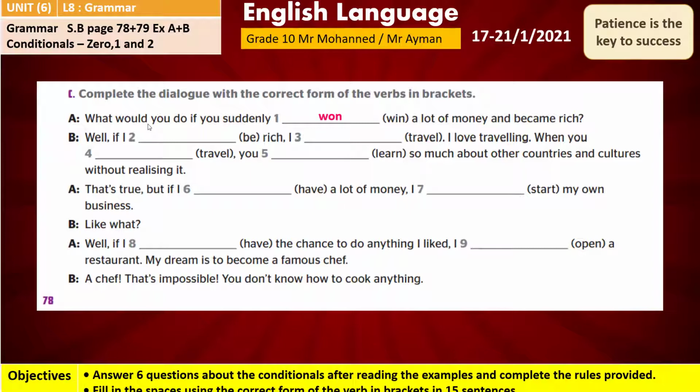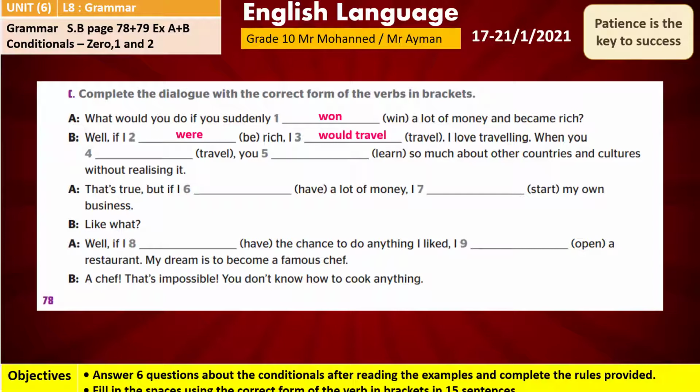Well, if I were rich, I would travel. If I were rich, I would travel, which means that you are not rich, which means that it is the second conditional. So you need to write were in space number 2. I would travel. I love traveling.